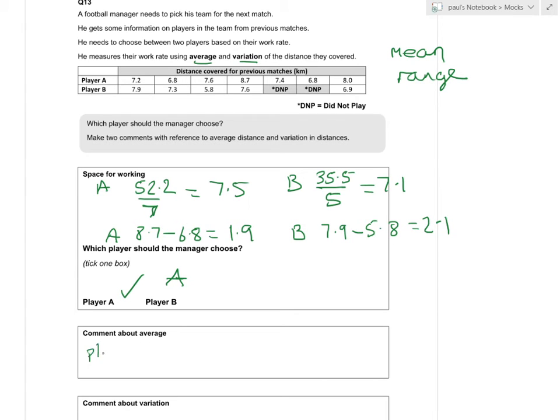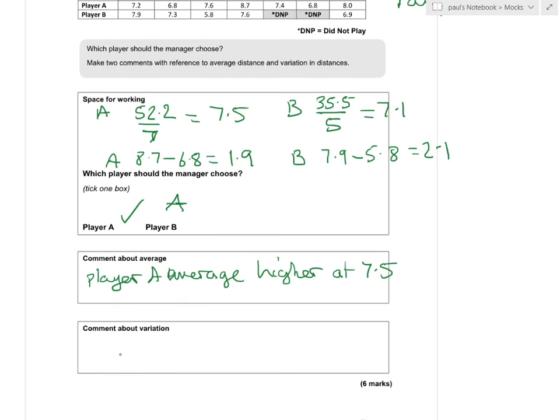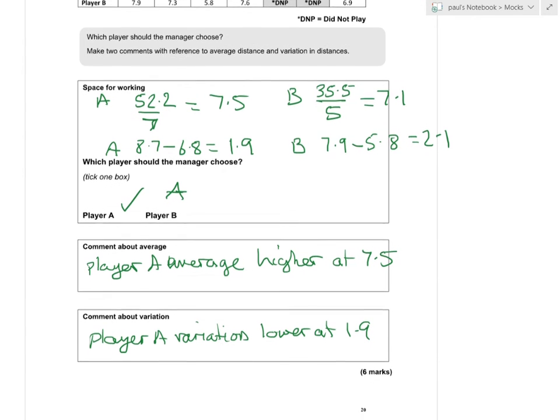So player A, the average is higher at 7.5. And about the variation, let's come down and touch. The variation for player A is lower. That means he's more consistent, at 1.9. So player A, hats off all round.